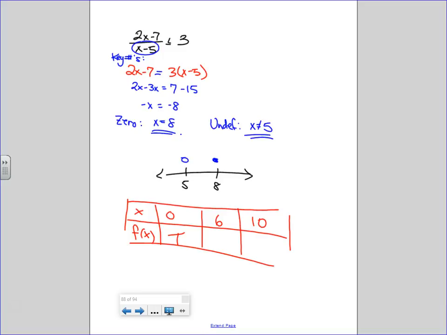I would plug in 6. 12 minus 7 is 5. 6 minus 5 is 1. Is 5 less than or equal to 3? No. Plugging in 10. 20 minus 7 is 13. 10 minus 5 is 5. 13 over 5 is a little bit less than 3, which is true. Would you get your answers? Yes. We should only plug in the 6, the middle one, because you know that if that one's true, the other ones are not. If the other ones are true, that one's not.